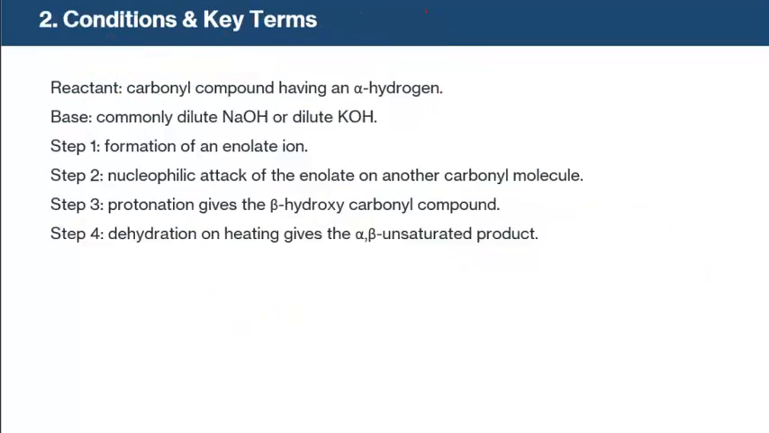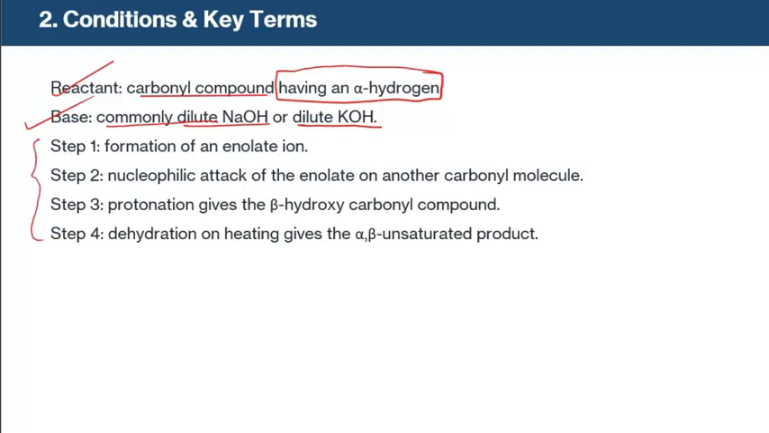Now the conditions. First, you must remember that the reactant must be a carbonyl compound that has an alpha hydrogen. The commonly used base is dilute sodium hydroxide or dilute potassium hydroxide. What are the steps involved in the aldol condensation reaction? In the very first step, an enolate ion is formed. I'll discuss the term enolate in detail later in our class. Step 2 is the nucleophilic attack of the enolate on another carbonyl molecule.